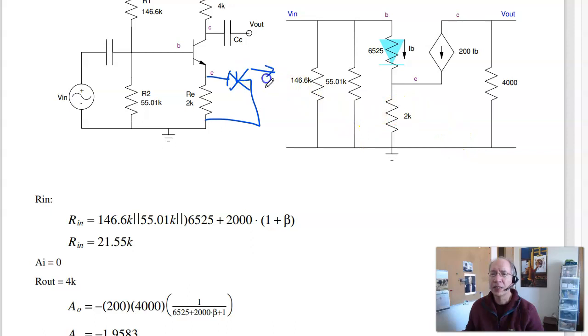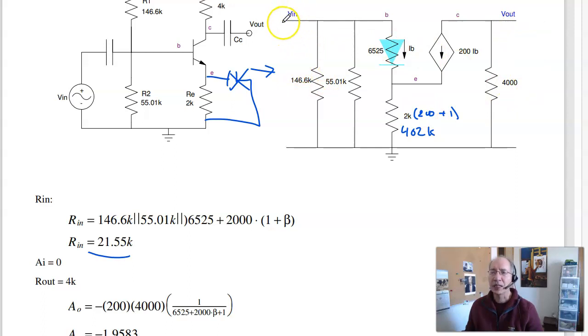To find the input resistance, it's 146K in parallel with 55K in parallel with this mess. And this 2K, it looks like a 2K times 1 plus beta, because whatever this current is gets amplified, giving you that much more voltage from V equals IR. It looks like it's actually a 402K ohm resistor. So put these in parallel, and I get 21K. There's the input resistance. AI equals 0, apply 1 volt to the output, nothing happens at the input.